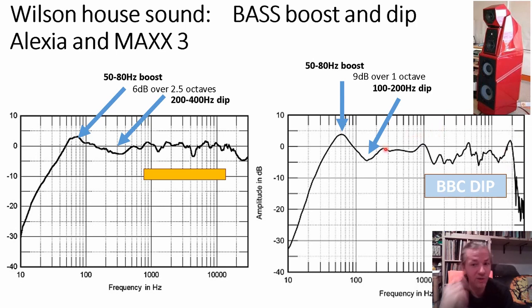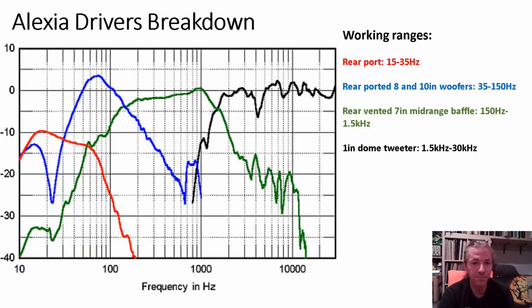But if your ear is compromised because of age, bad genetics, or noise exposure, then you need a boost. And the boost is right here. So you can pick your speaker depending on your ear. That's not the characteristic Wilson sound. The characteristic Wilson sound is this 50 to 80 boost, followed by a dip. And that's true for all of them.